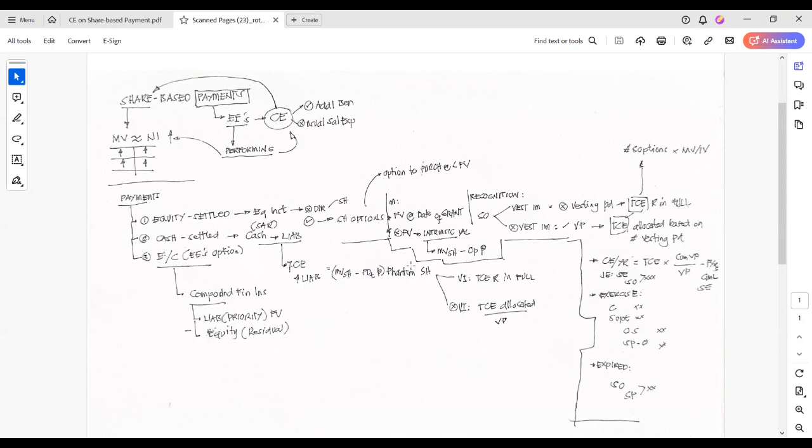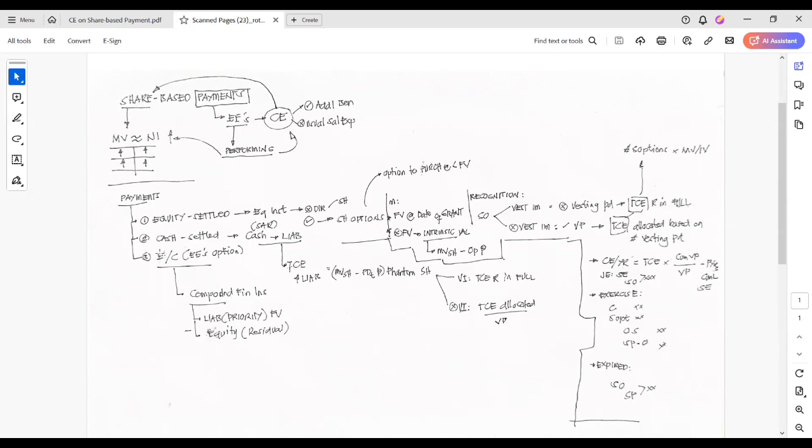Or by the way, the intrinsic value can be used here: the market value of the shares minus the predetermined price. Okay? If there is none, then use the fair value. Okay? Then after getting the liability, the residual amount is your equity. Okay? So we have now broken down the compound financial instruments.